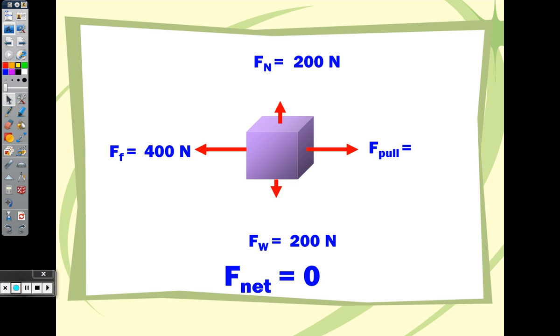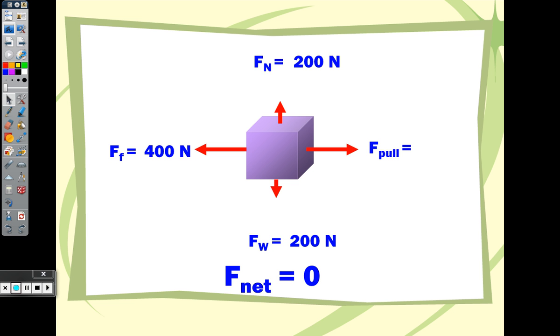That's 400. Okay. Well, let's think about that. Does it have to be 400 newtons? No, it doesn't have to be. That's a good question. Why not? What else could it be? Yes, that's right. It could be 300. Because there's friction, and because it wouldn't necessarily have to be 400 newtons.